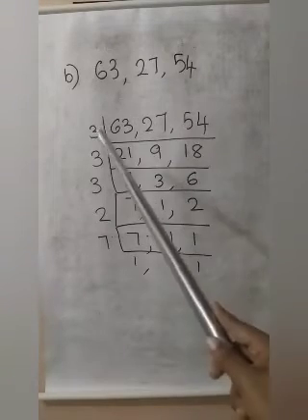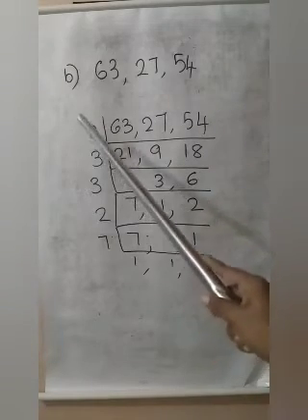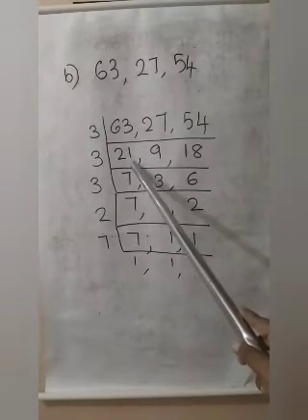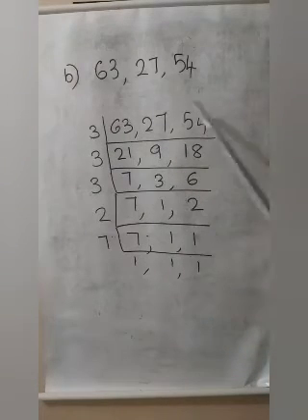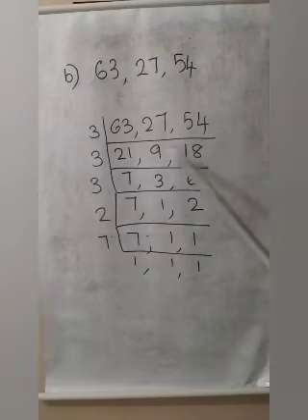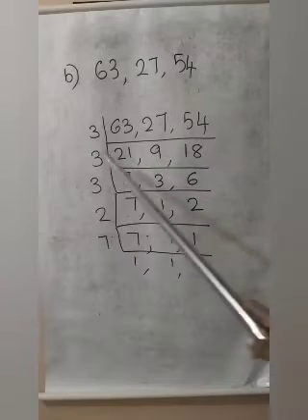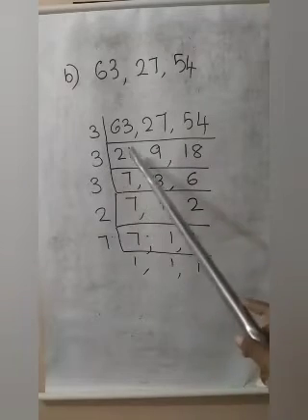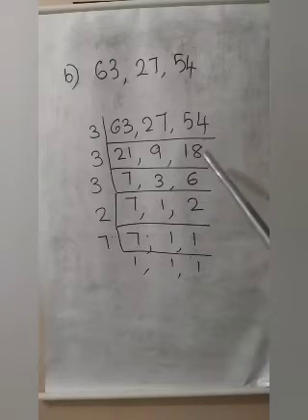So here 3 divides these 3 given numbers, so we are starting with 3. 3 in 63, 21. 3 in 27, 9 times. And 3 in 54, 18. Again, when you look at these 3 numbers, they are again multiples of 3 itself. So again we are going for 3. 3 in 21, 7 times. 3 in 9, 3 times. 3 in 18, 6 times.